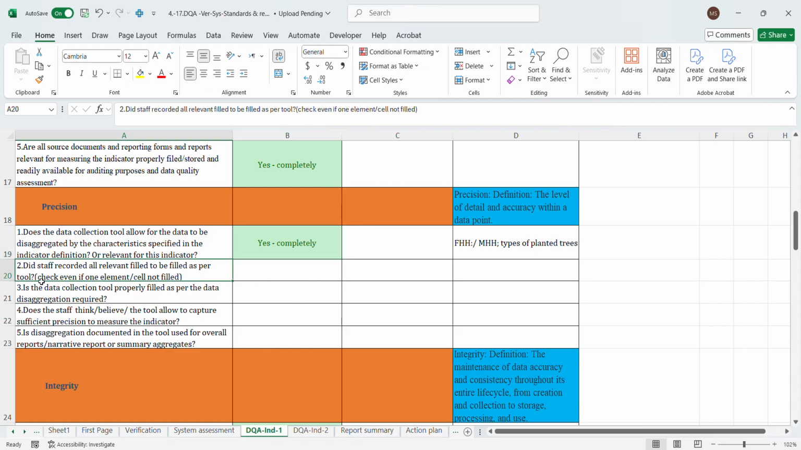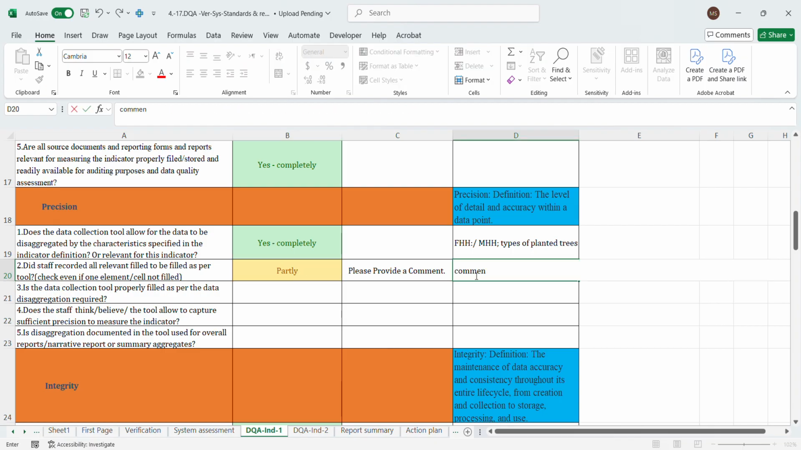The second question is, did the staff record all relevant fields to be filled as per the tool? Check even if one element in the cell is not filled. So if in the data collection tool one field is not filled or some of the fields are not filled, we can say partly. For example, we may write a comment here, and the missing part can be written there.